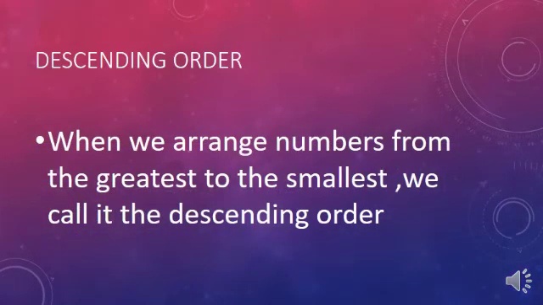Now the descending order. As you all know very well, descending order is the opposite of ascending order. Correct? In ascending order, smallest to the greatest, but in descending order, greatest to the smallest. Very good. You have to remember this. In descending order, you have to arrange numbers from greatest to the smallest, biggest to the smallest. When we arrange numbers from the greatest to the smallest, we call it the descending order.